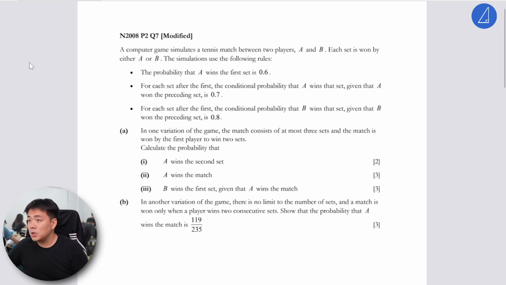Actually, let's look at this question, which was taken from the year 2008, paper 2, question 7. I believe this question is modified and taken from one of the school tutorials. Yes, you can do this proficiently.